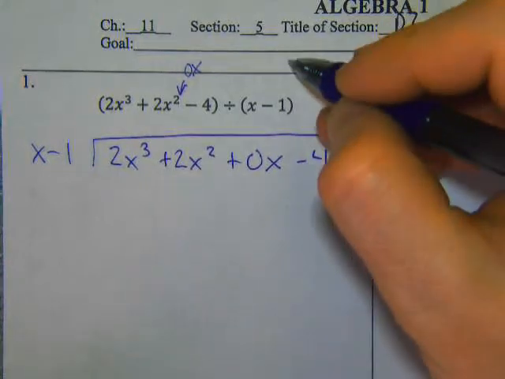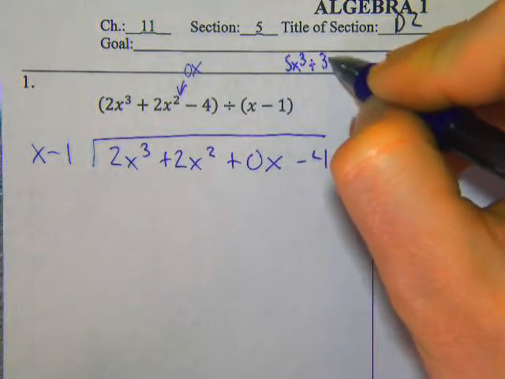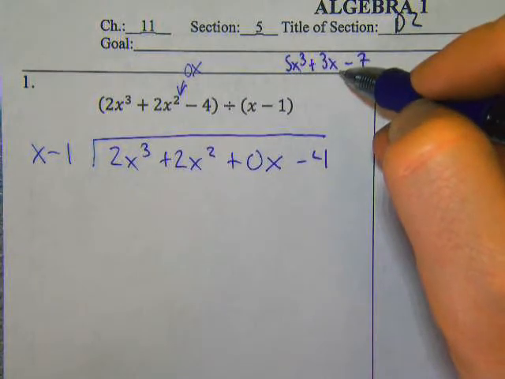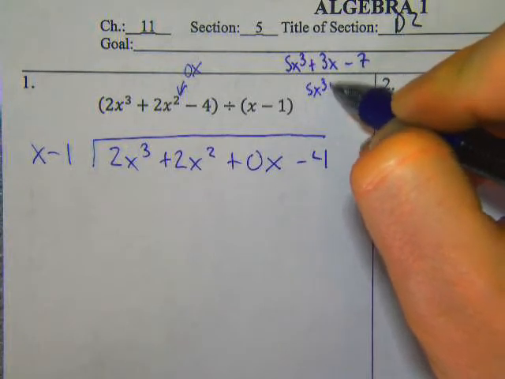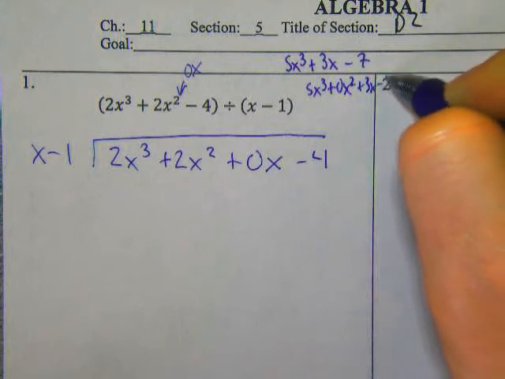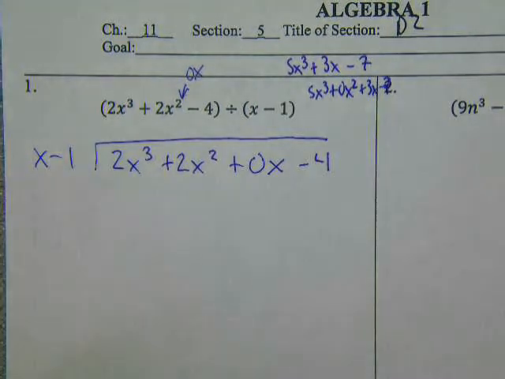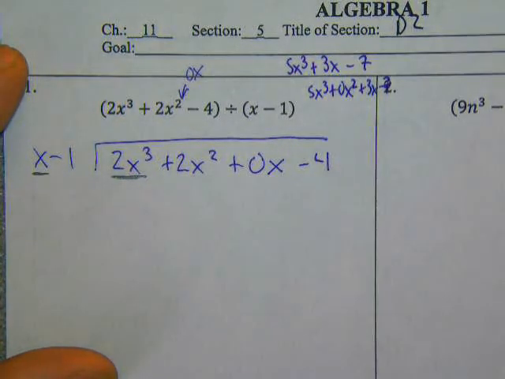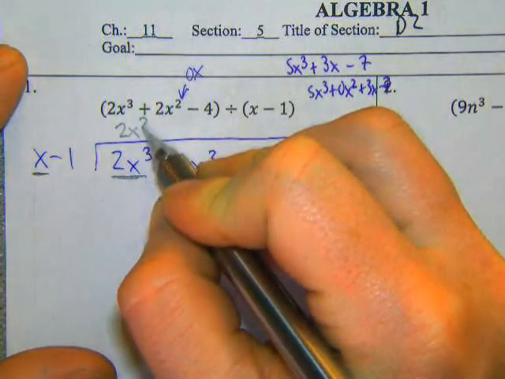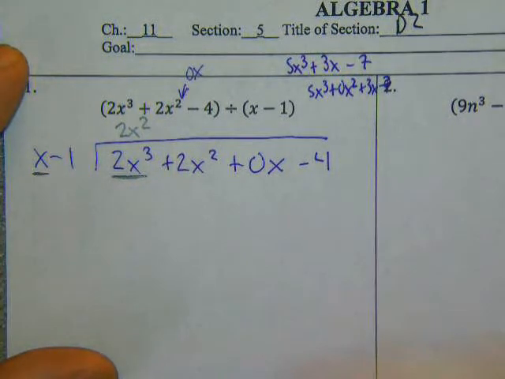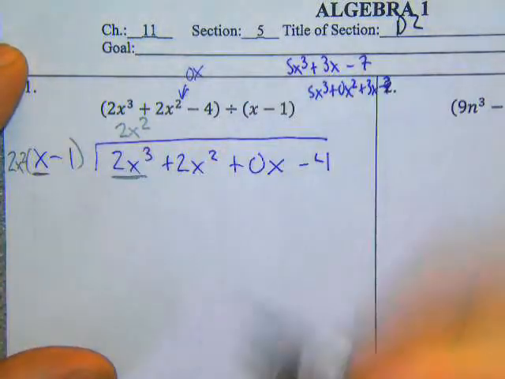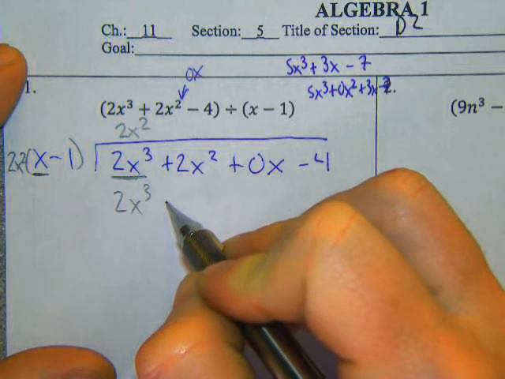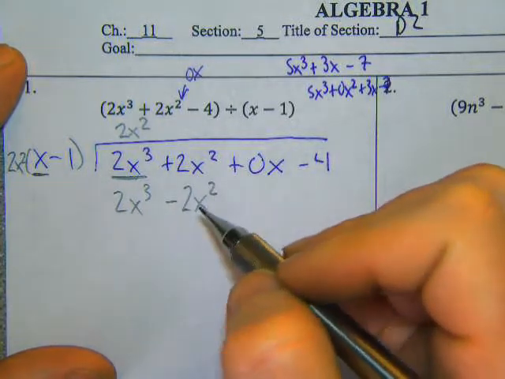Like if I had 5x cubed plus 3x minus 7, I'd still have to write 5x cubed plus 0x squared plus 3x minus 7. I've got to hold the place there. So if I'm doing this now, what do I multiply by x to get 2x cubed? I believe it's going to be 2x squared. And when I do that, I put 2x squared out here. And now I've got 2x cubed minus 2x squared.